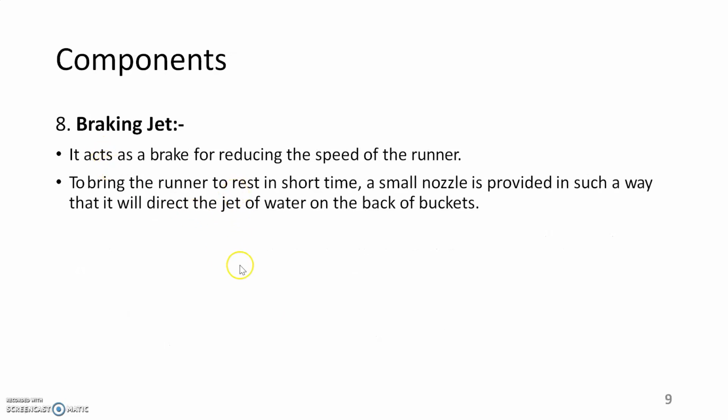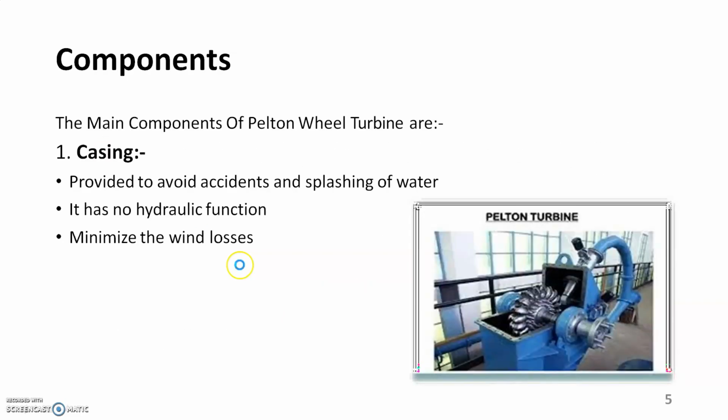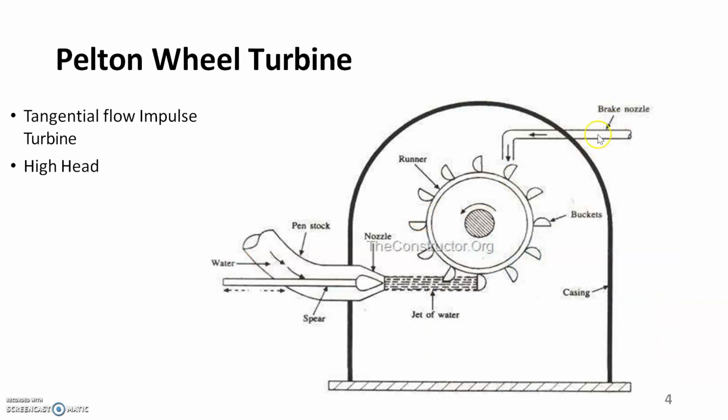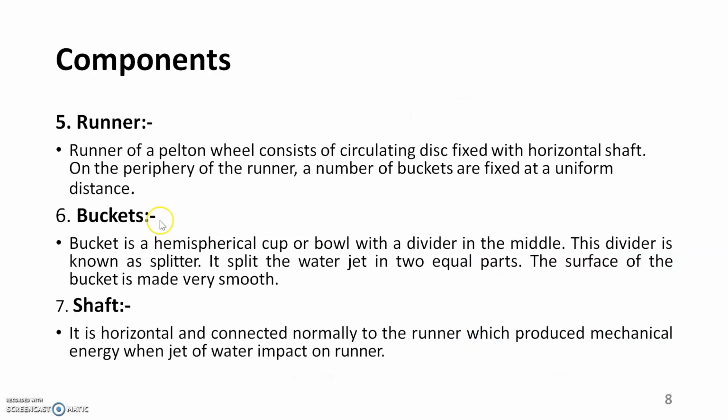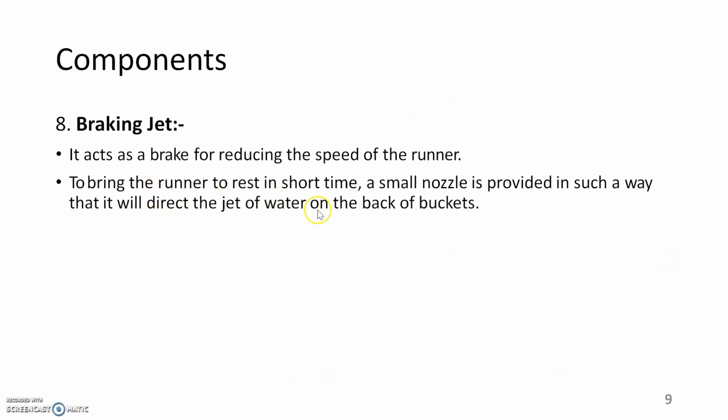Then you have a braking jet. Again, I'll go back to the image. This is the braking jet or the brake nozzle. It acts as a brake for reducing the speed of the runner. To bring the runner to rest in a short time, a small nozzle is provided in such a way that it will direct the jet of water on the back of the buckets, right?